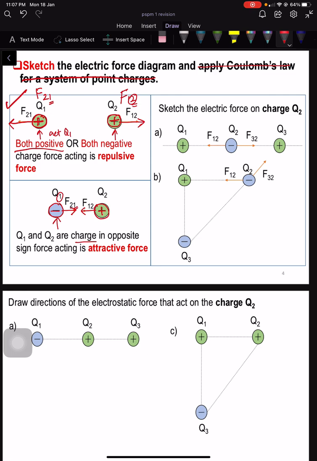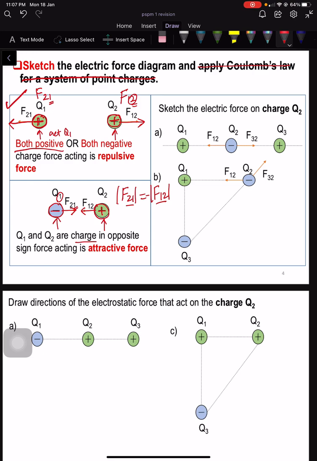Okay, same goes with Q2. F12 means the force exerted by charge 1 on charge 2. So how about the value? The value of F21 is equal to the value of F12 because the magnitude is the same, because the numbers here are the same. But they are in opposite directions. F12 is to the left and F21 is to the right. F12 is to the left, so it should be negative here. Just for example.